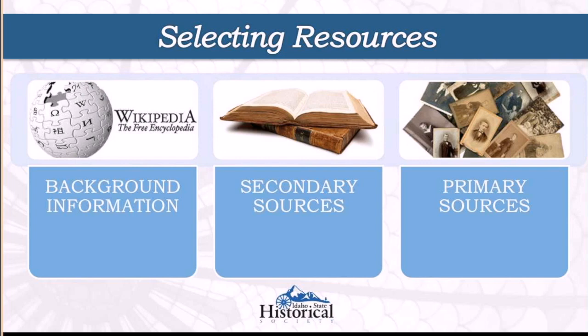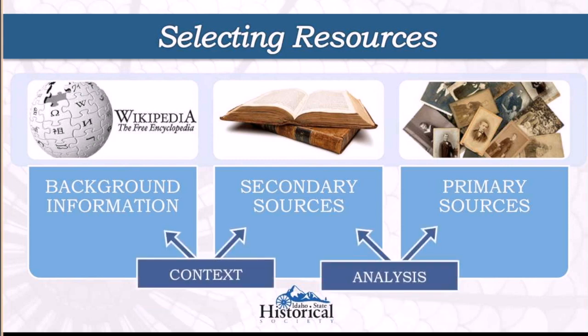And what's important about having all three of these sources in student research is that the background and secondary sources provide context for your project, and the secondary and primary sources provide analysis. So your projects will be most effective if they're not only telling us what happened, but giving us an analysis of what it meant that happened.